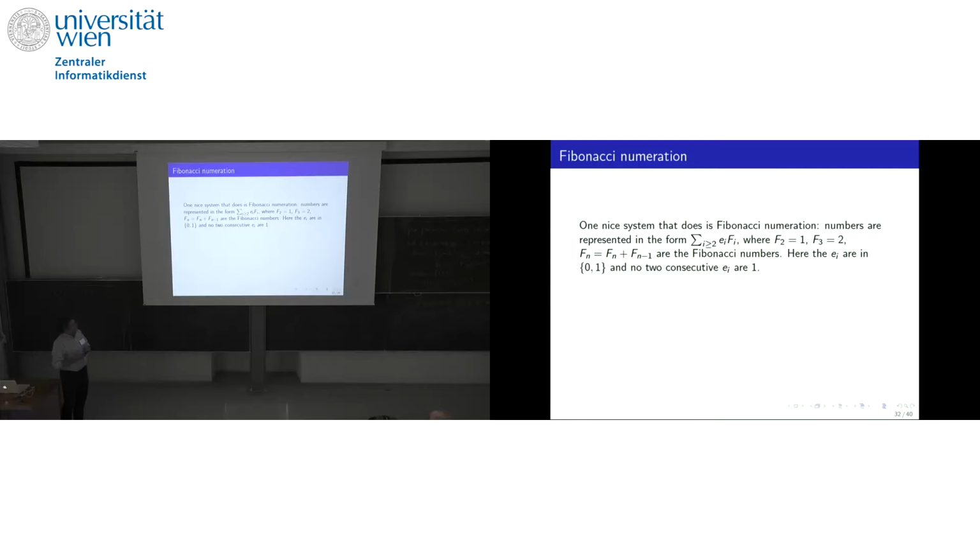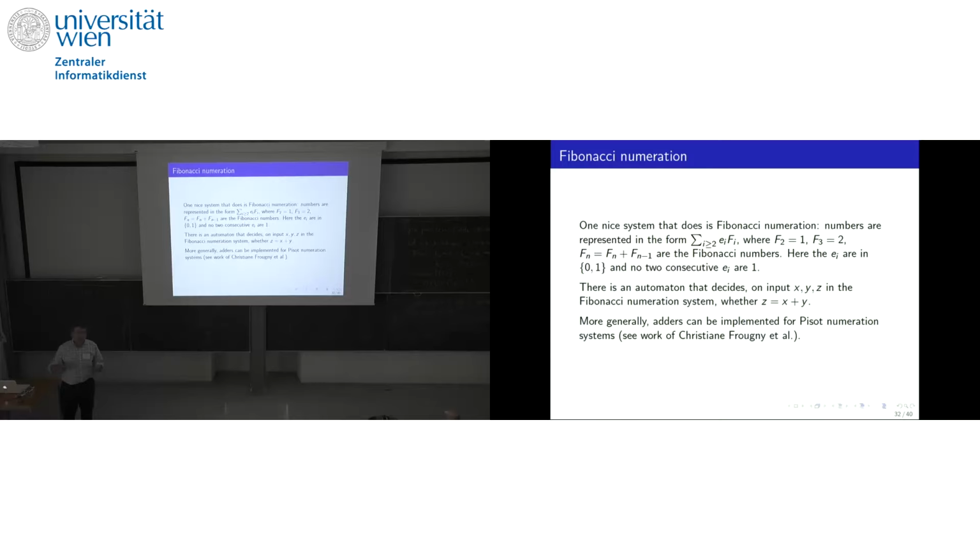So one system where you can do this is the so-called Fibonacci numeration system, where you express numbers as a sum of Fibonacci numbers using digits 0 and 1, and you disallow two consecutive Fibonacci numbers in the representation. And it turns out that there's an automaton. You give it x, y, and z in this Fibonacci numeration system, and it can check whether z is equal to x plus y. And more generally, if you want to know whether or not you can do this on a particular numeration system, there's a very large class of numeration systems in which you can do that, and that's the Pisot numeration system due to work of Christiane Frougny and her co-authors over many years.